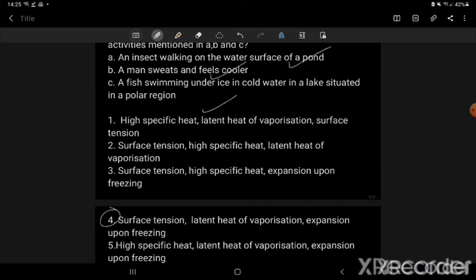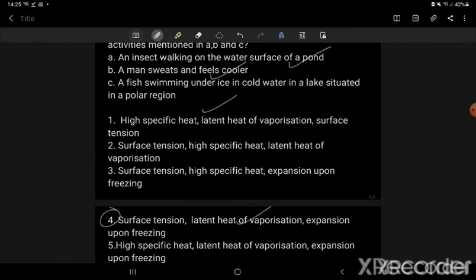Second statement, a man sweats and feels cooler. Take my hand for example. I'm sweating. Sweat has water. Water evaporates from my body surface. Then the body surface remains a cooler body surface now, right? That is because of the latent heat of vaporization. So statement B, a man sweats and feels cooler because of the property of water, latent heat of vaporization.